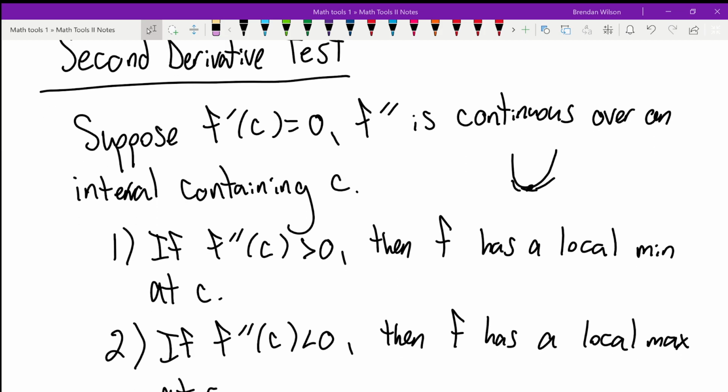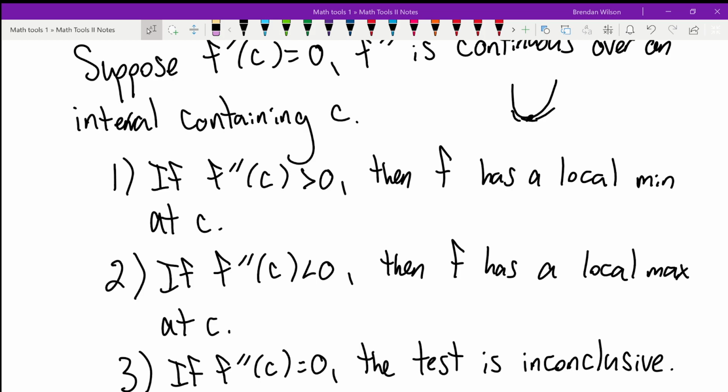I already have it written out here this time, so let's go ahead and read it first. Suppose that f prime of c is equal to 0. f double prime, the second derivative of f, is continuous over an interval containing c. Okay, so these are important conditions. We need to be at a critical point, specifically one where it's equal to 0, not one where it's just undefined at c. And the second derivative needs to be continuous on that interval.